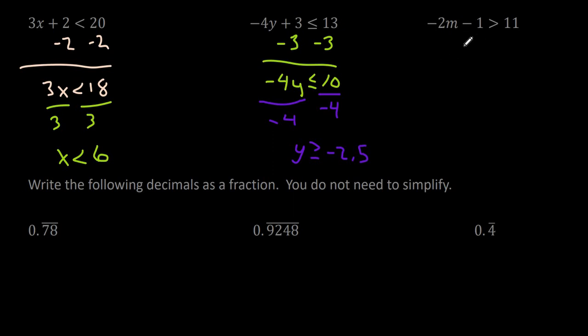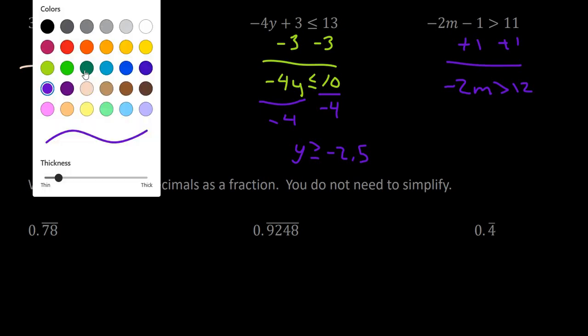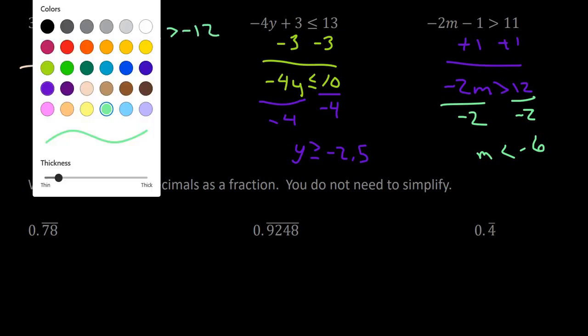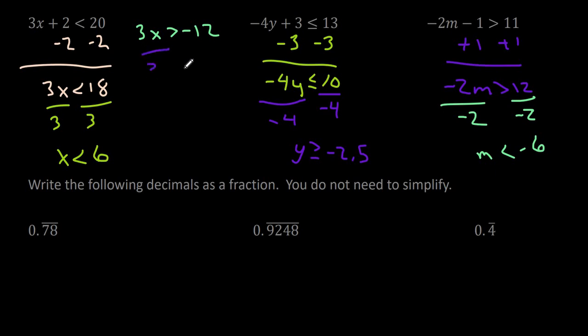The last one, we would add 1 first. That gives us negative 2m is greater than 12, and then we would divide by negative 2. And since the negative was on the same side of the letter when we multiplied or divided, we flipped the inequality. And our answer is m is less than negative 6. But do note, if it was something like 3x is greater than negative 12, we divide both sides by 3, and the negative is not on the same side of the letter when we multiplied or divided, so we would not flip it in this one. So just be aware of that.